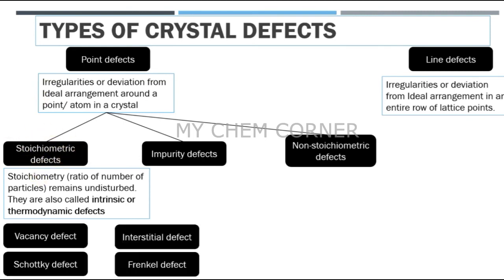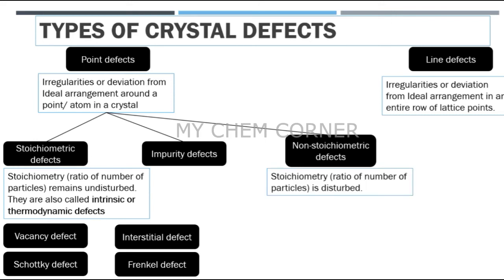Now under stoichiometric defect, we have four types of defects. We will go in detail for each one of them separately. We have vacancy defect, we have interstitial defect, we have Schottky and Frenkel defect. We have four different types of defect for which we will go in detail in upcoming slides.